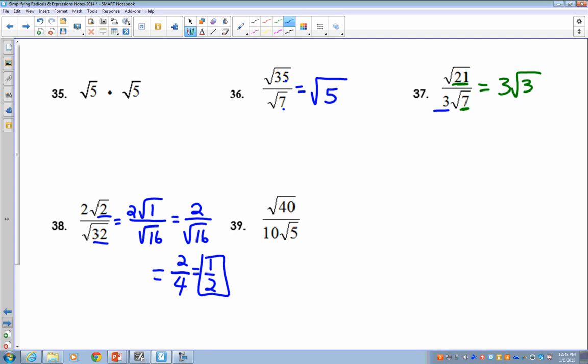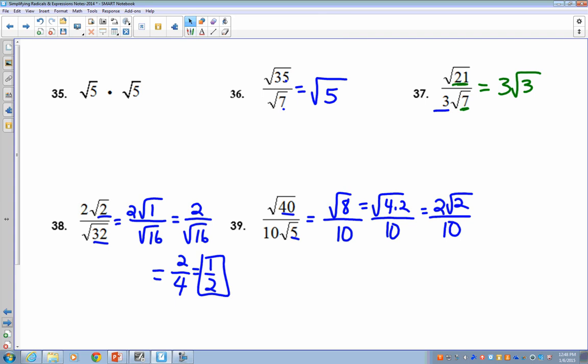So 5 can go into 40 because they're both inmates, or inside. 5 can go into 40 8 times. So we get the square root of 8 over 10. Now, we can't stop there because we know the square root of 8 can be simplified to 4 times 2. So we keep the 10 at the bottom. We break down the 4 and the 2. 4 is the perfect square. So you're going to have 2 square root of 2 over 10.